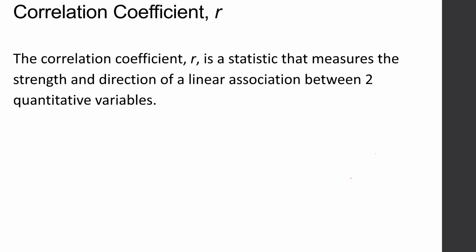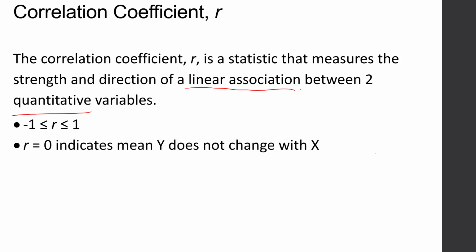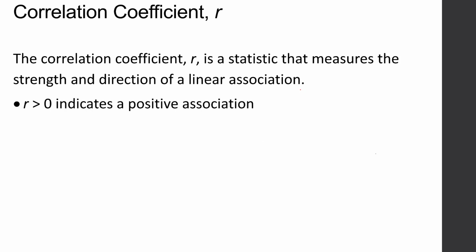The correlation coefficient is a statistic that measures the strength and direction of a linear association between two quantitative variables. So a linear association between two quantitative variables. R goes between -1 and 1. A correlation of 0 indicates that the mean of y does not change with x.